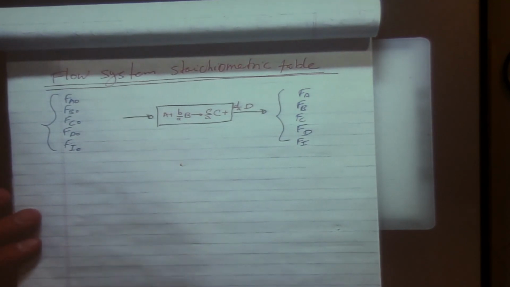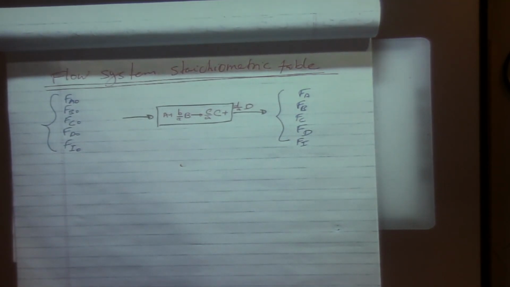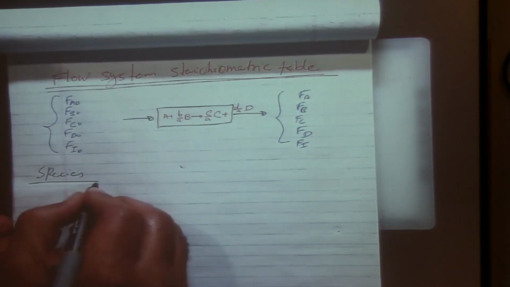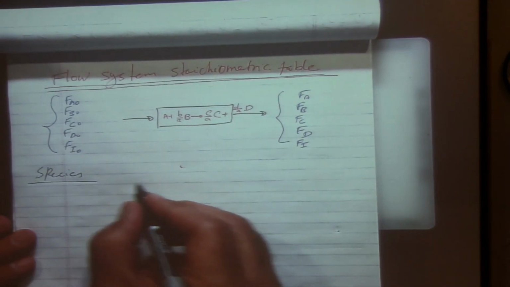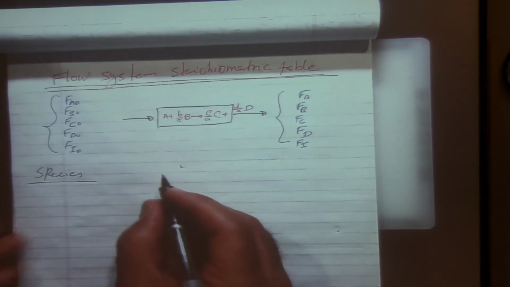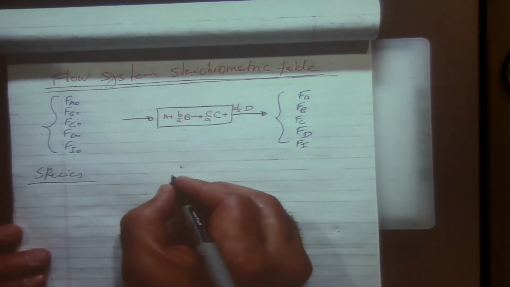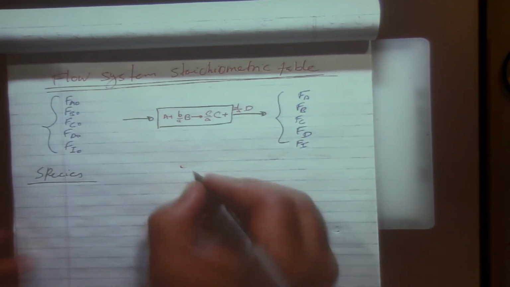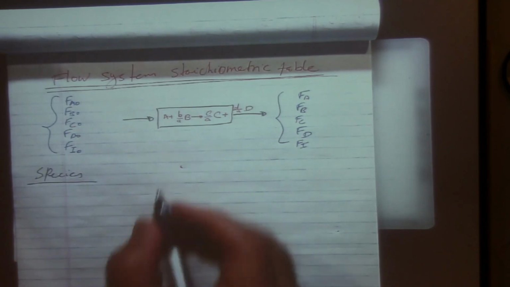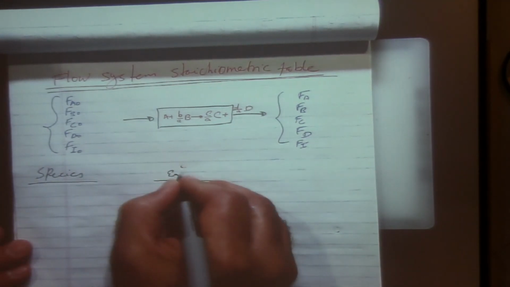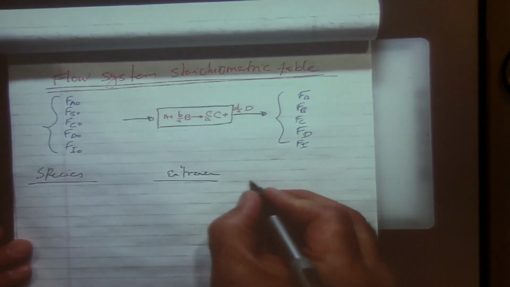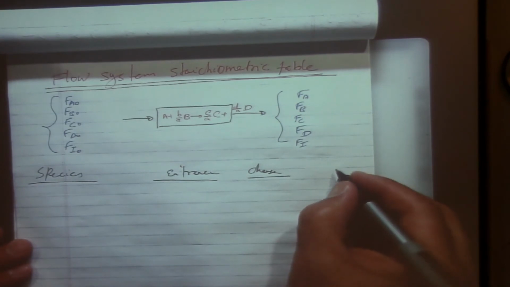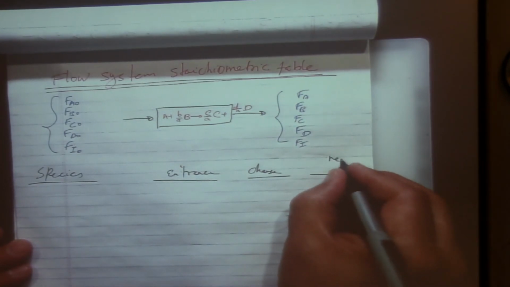So if you want to make the table, we're going to have the species here. Then we're going to have the reactor feed, or entrance. So it would be entrance, and then change, and then reactor effluent.